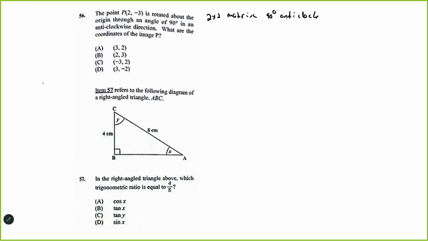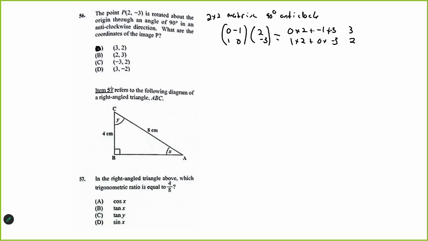So 90 degrees counterclockwise or anti-clockwise is the matrix 0, negative 1, 1, 0. You take that and multiply by 2, negative 3, and you will get your answer. It is row by column, so it is 0 times 2 plus negative 1 times negative 3, and then 1 times 2 plus 0 times negative 3. So this would be positive 3 and this would be 2. So it is 3 on top, 2 at the bottom, so the answer is A.